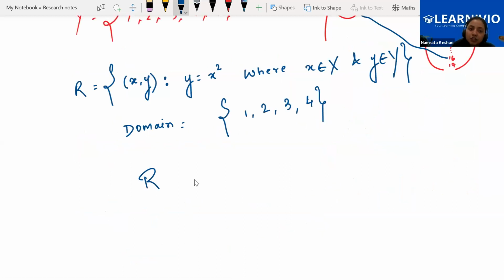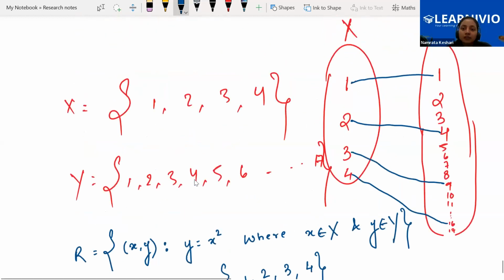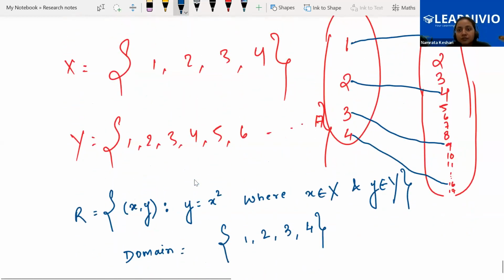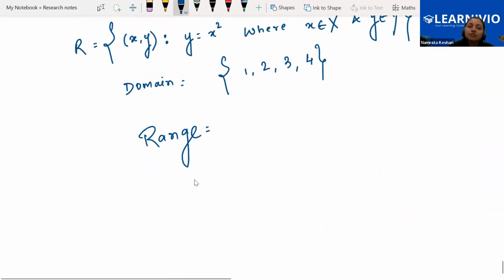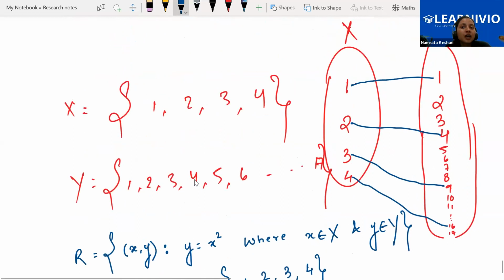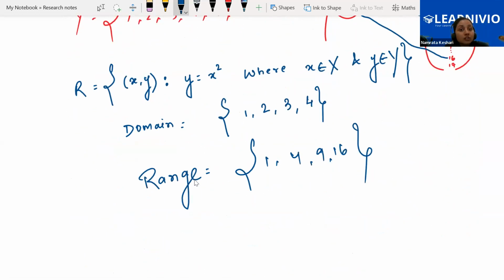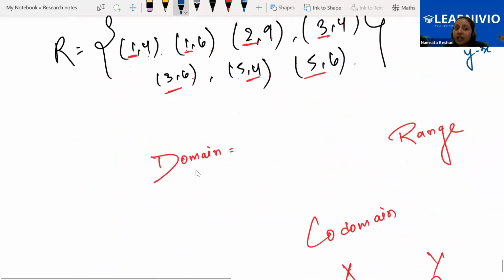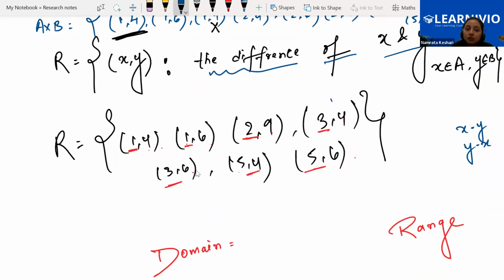Can you tell me what is range? Yes, Naufal. 1, 4, 9, 16. These are the range, set of all outputs. Output is only 1, only 4, only 9, and only 16. That's called range.